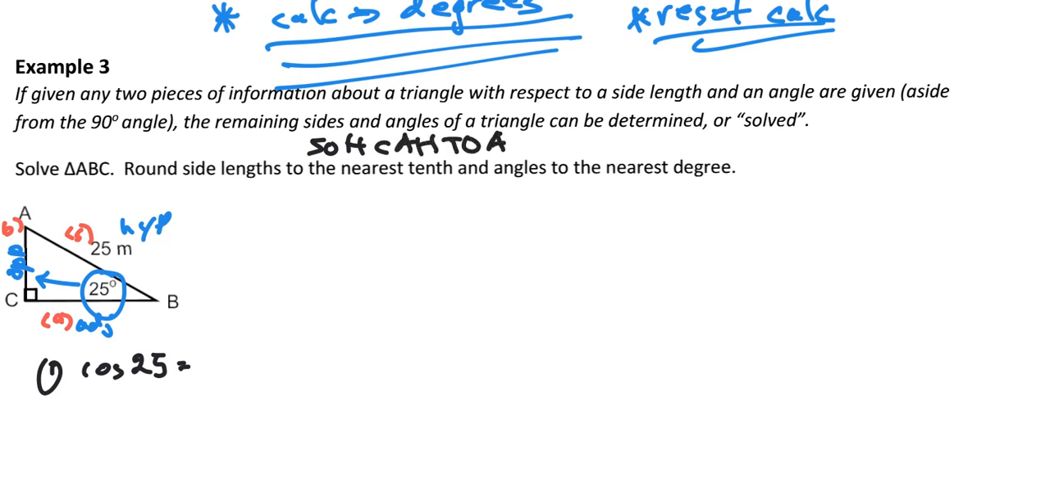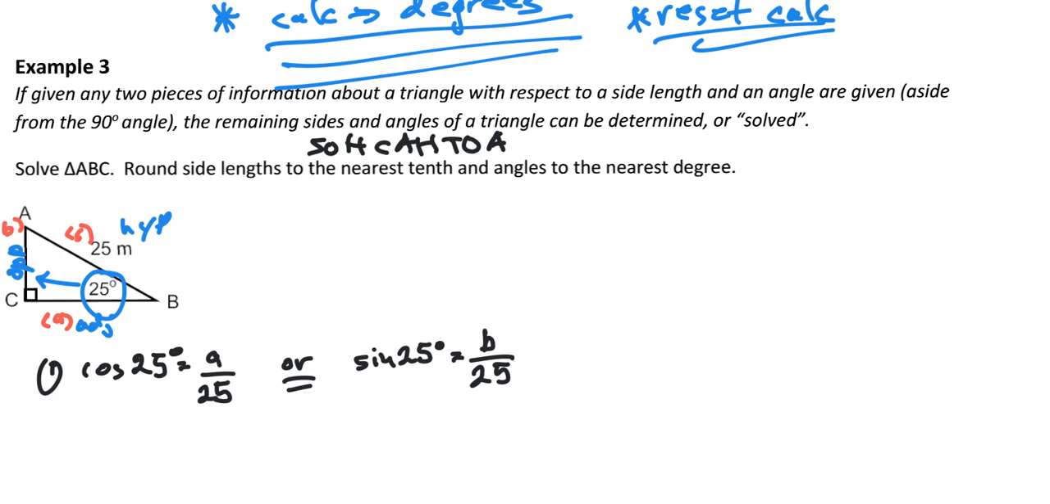SOHCAHTOA. That cosine of 25 is going to be the adjacent, which we will call the letter A, and we're going to divide that by the hypotenuse, 25. Or you could have found sine of 25 degrees is equal to the opposite, which is the letter B, divided by 25. And then solve accordingly for B to get the side B.